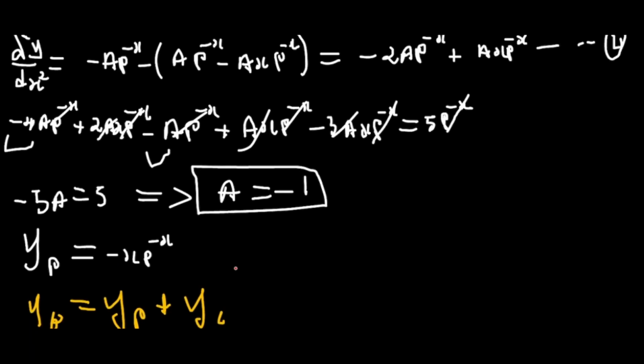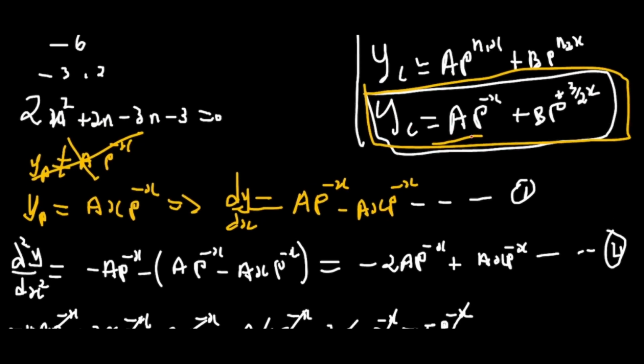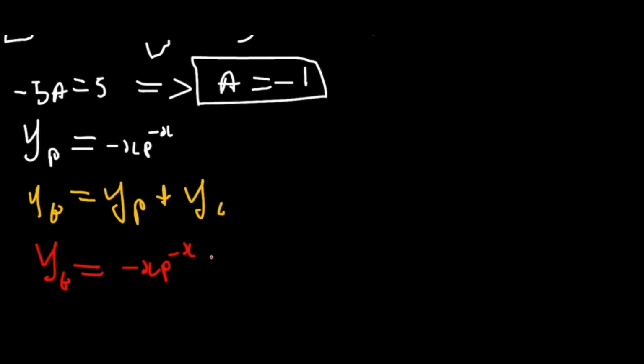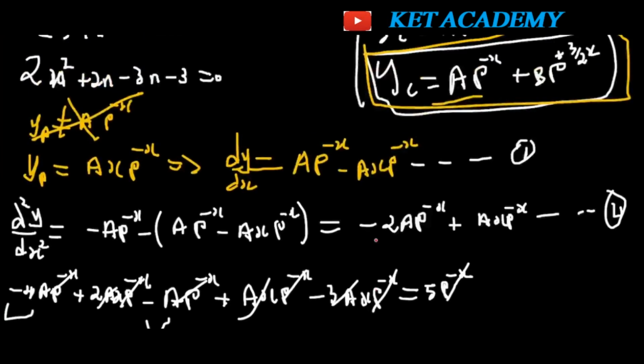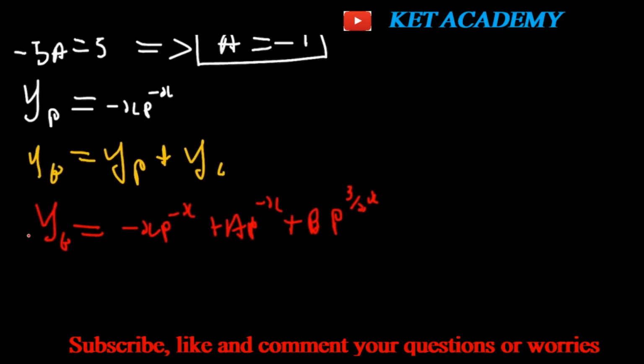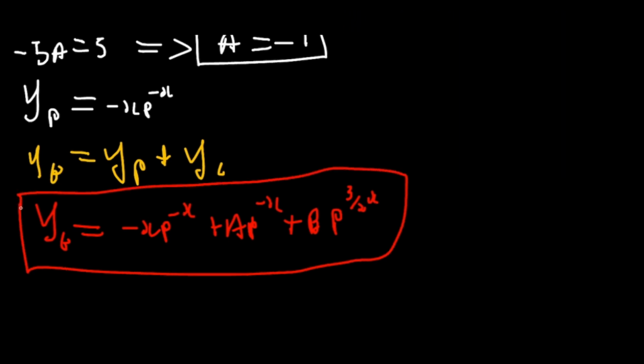Now our complementary solution, as we saw, is a e to the minus x plus b e to the 3 on 2 x, I believe, e to the 3 on 2 x. So this is our general solution. And since conditions were not given to us, we are going to stop at this level.